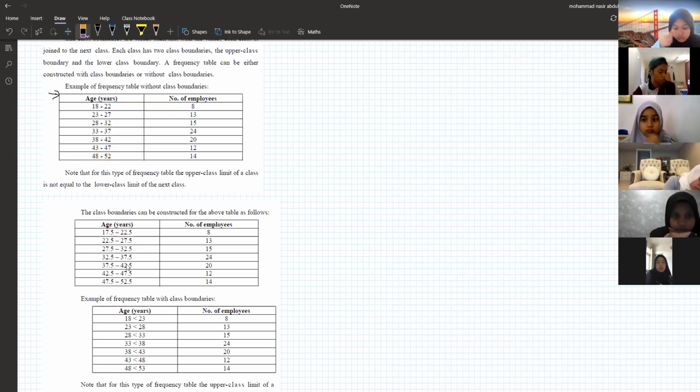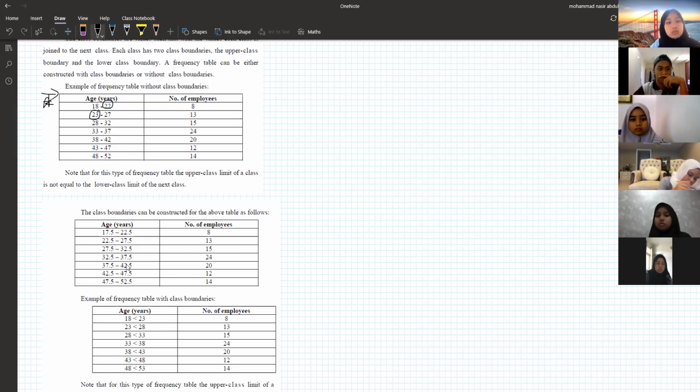Again, this is very important. By looking at this table, we don't have a class boundary. We only have class limit because the upper class limit for the first class is not equal to the lower class limit of the next class, right? For this table, we have a class boundary because the upper class limit of this class is equal to the lower class limit for the next class, right? So now, if you want to calculate a class boundary, or create a class boundary, let's look at this table, table number 1 here.